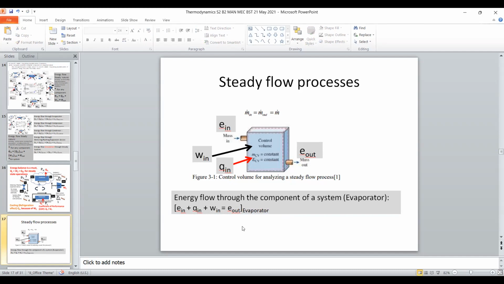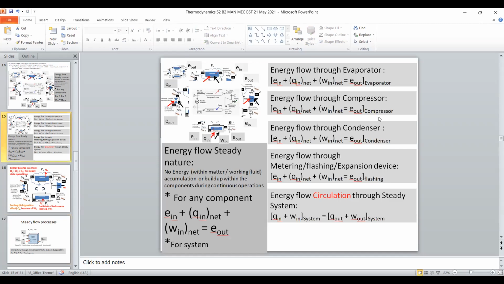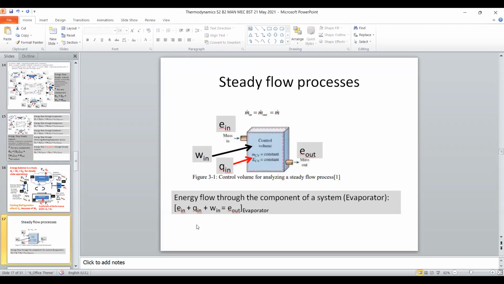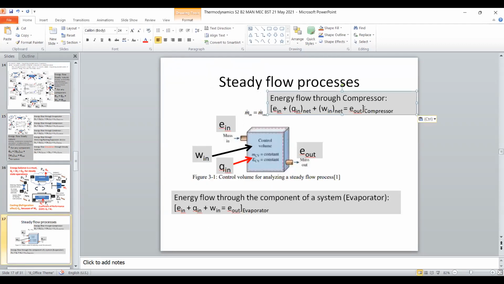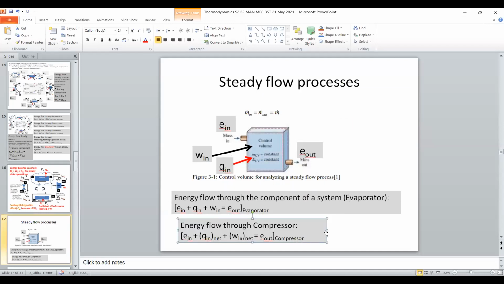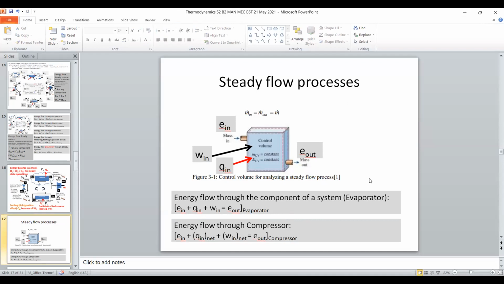If this is a condenser, it's the same, or compression. Again, a component. Anything, okay, you can expect this nature of energy balances. If it's another component, again the same way. Okay, this is more general.